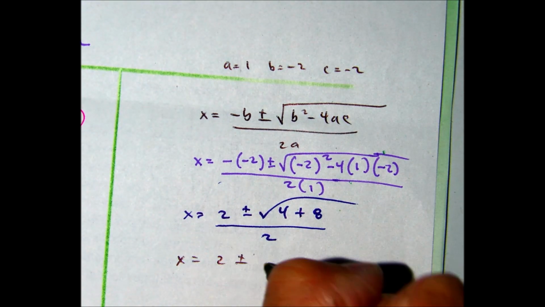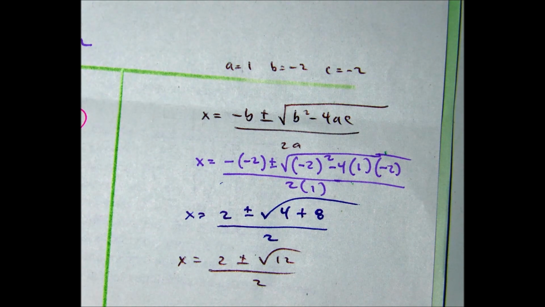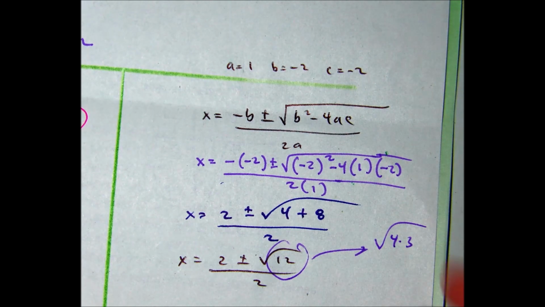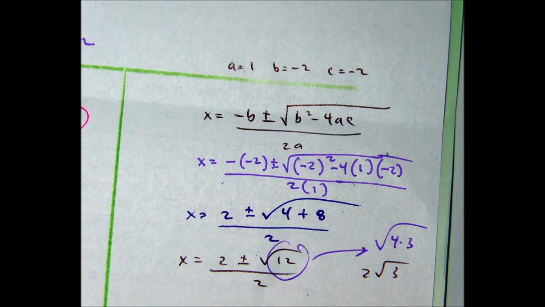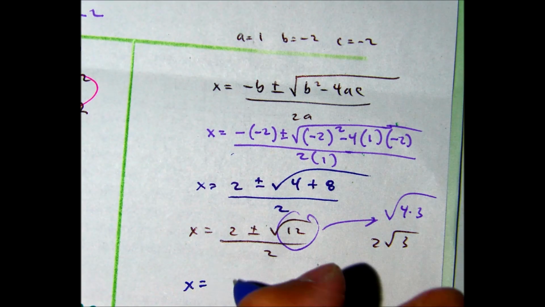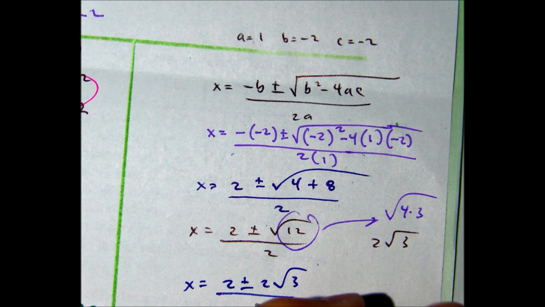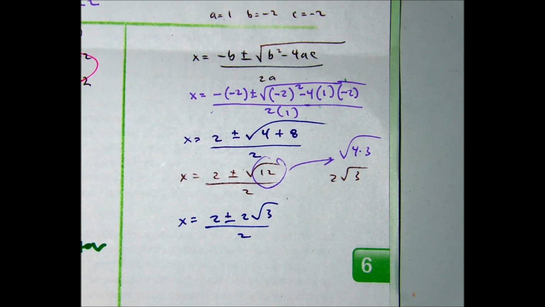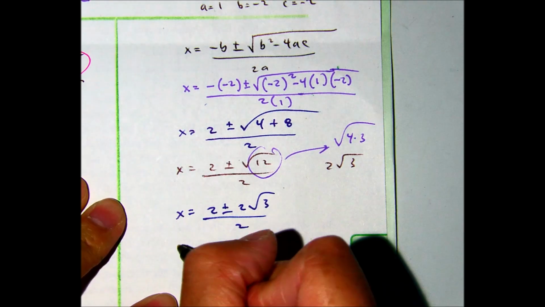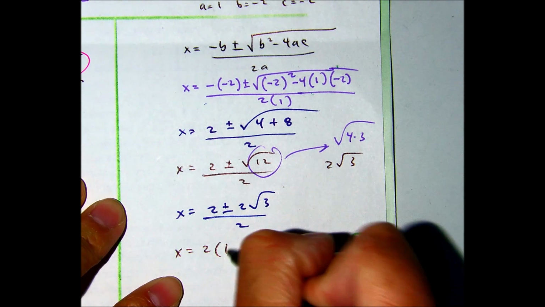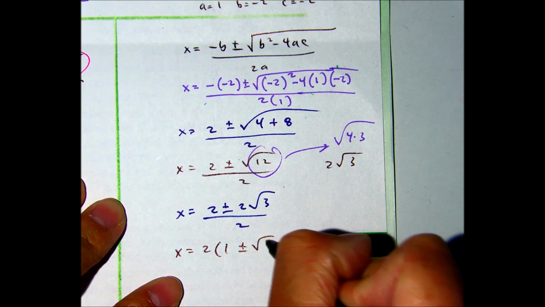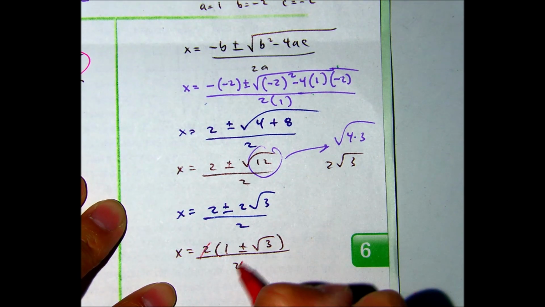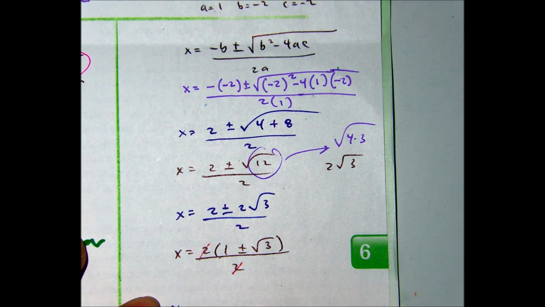x equals 2 plus or minus square root of 12 over 2. Square root of 12 is 4 times 3, and the square root of 4 is 2. So square root of 12 is 2 radical 3. Okay, this is the one that's the harder one here. I'm going to factor out a 2, or greatest common factor. You have 1 plus or minus radical 3 all over 2. I can cancel out my 2's, and let's write out all of our solutions now.